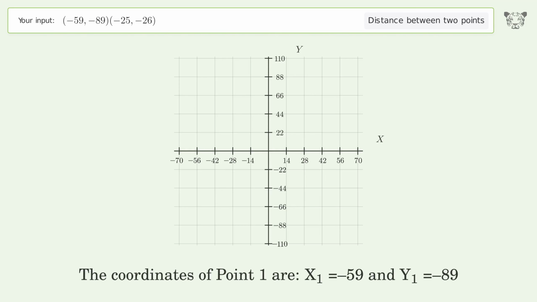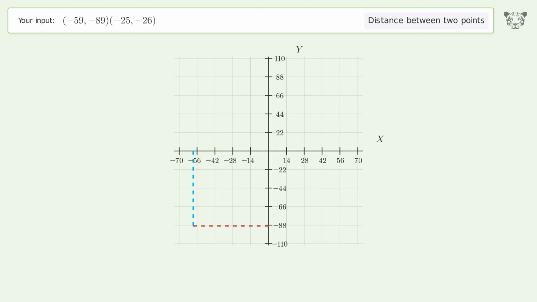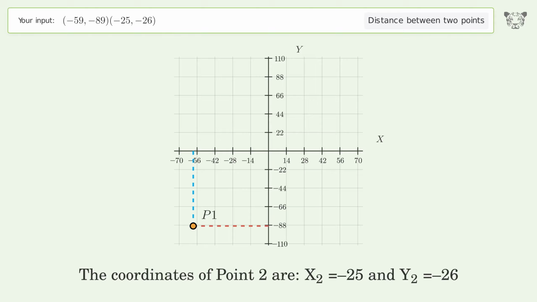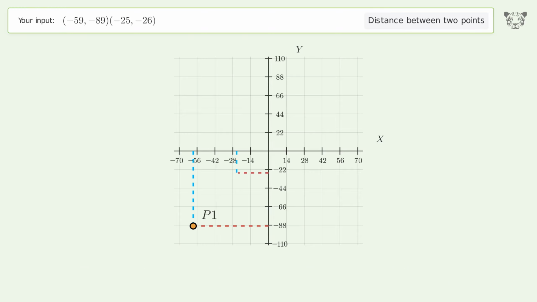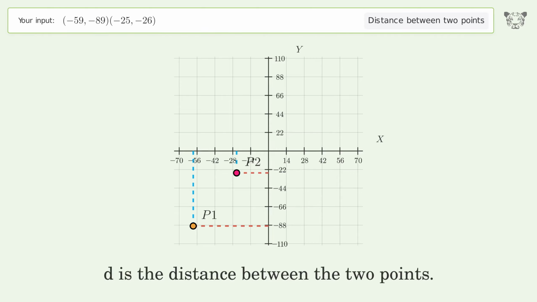The coordinates of point 1 are x1 equals negative 59 and y1 equals negative 89. The coordinates of point 2 are x2 equals negative 25 and y2 equals negative 26. D is the distance between the 2 points.